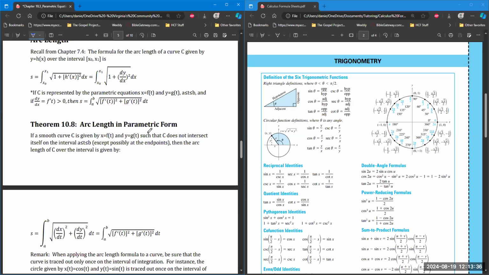If C is represented by parametric equations, x equals f of t and y equals g of t, such that a is less than or equal to t is less than or equal to b, that I'm on that closed interval a to b, and if dx/dt is equal to f prime of t, and that's positive there, then s is equal to the integral from a to b of the square root of f prime of t squared plus g prime of t squared.